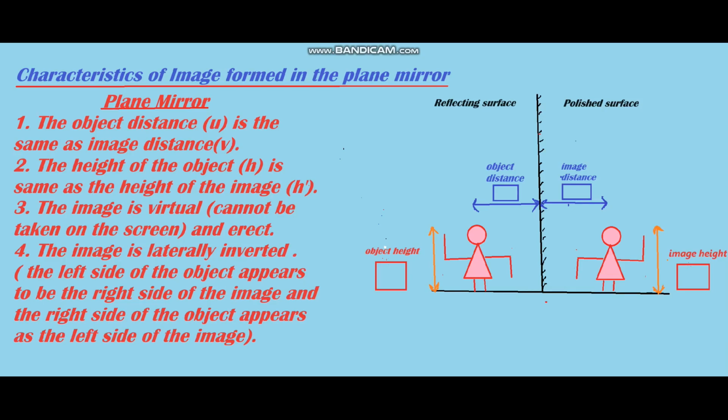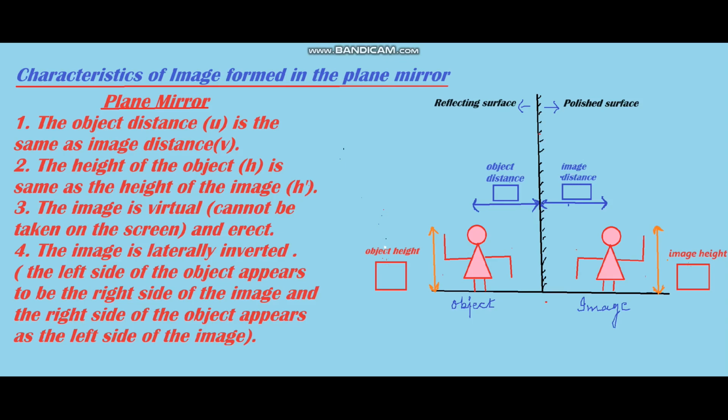So now let us first understand what are the different surfaces of a plane mirror. A plane mirror has got two surfaces. One is the polished surface and the other is the reflecting surface. Always remember that the object is always kept on the side of the reflecting surface and the image is formed behind the mirror towards the polished surface.